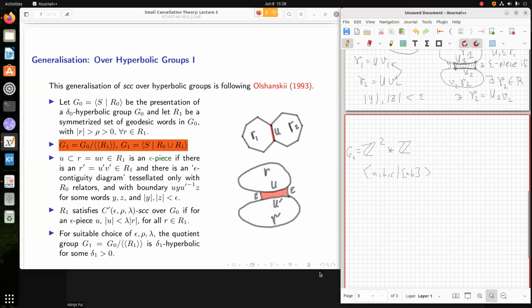What are you suggesting? For a given finitely presented group, what choice of R1 makes it hyperbolic? He is asking how to kill this Z2. Then we have to kill it. Suppose I send the generator, I send the entire Z2 to one. That is one trivial way, right?